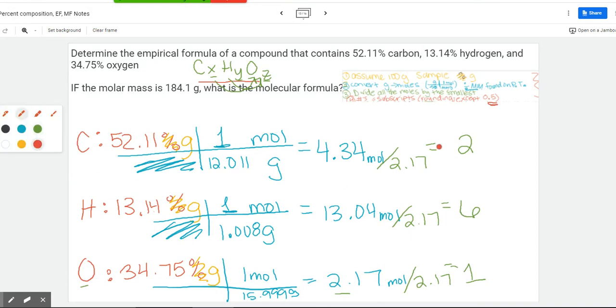So we're going to move into the red step. None of these have a 0.5, so we're good to go. We're just going to use those numbers as the subscripts. So what we end up with is we're going to have C2H6O. Okay, and that right there was the empirical formula. So that's what we covered yesterday.